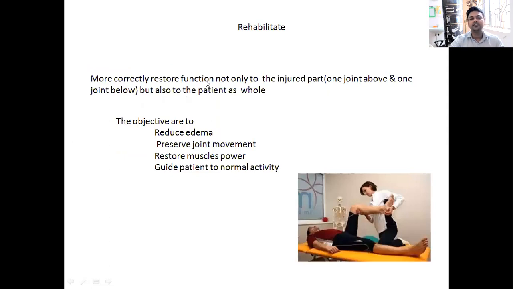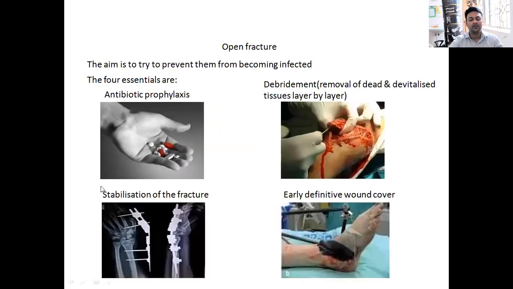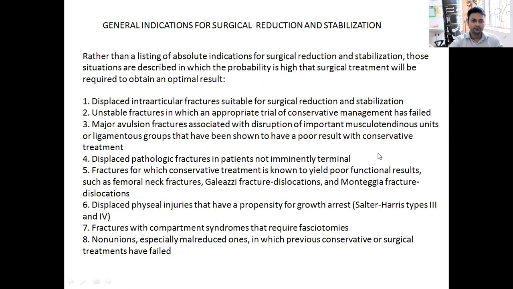Rehabilitate, more correctly, is to restore the functions and prevent stiffness, not only of the injured part, but also of the patient as a whole. The objectives are to reduce the edema, preserve the joint movement, restore muscle power, and guide the patient to normal activity. In open fractures, the aim is to try to prevent them from becoming infected. The 4 essentials are antibiotic prophylaxis, debridement, that is removal of the dead and devitalized tissues layer by layer, stabilization of the fracture, and early definitive wound care.